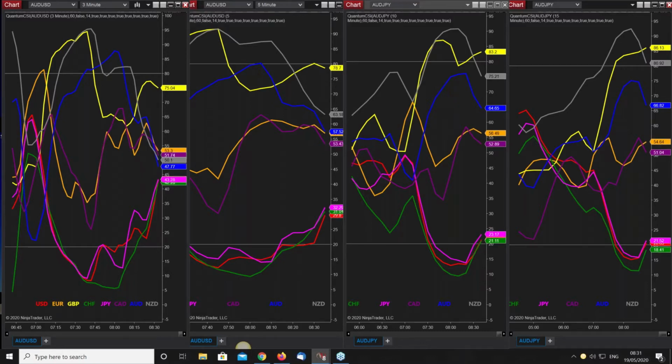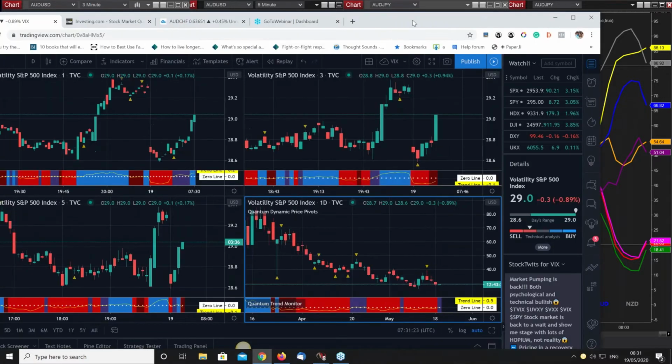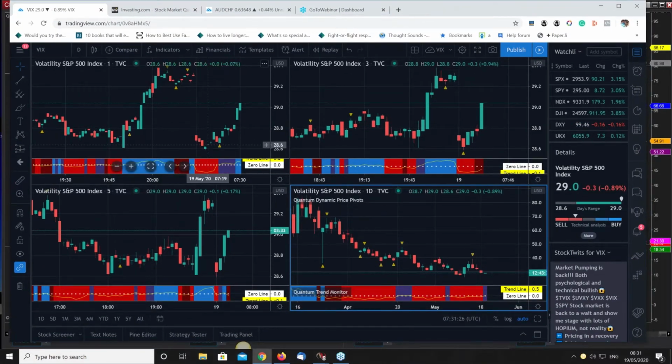Now, if I pull the VIX back again, what are we seeing? Well, we're starting to see the VIX tick up. It's not roaring up, but nevertheless, it is ticking up here. It's moving up. It's coming off those lows. And that is just a reflection of sentiment.